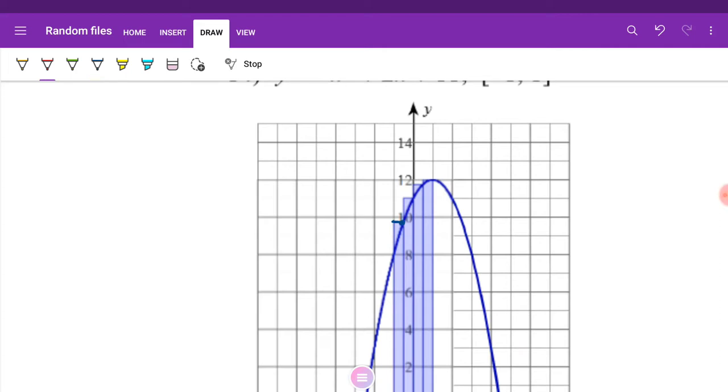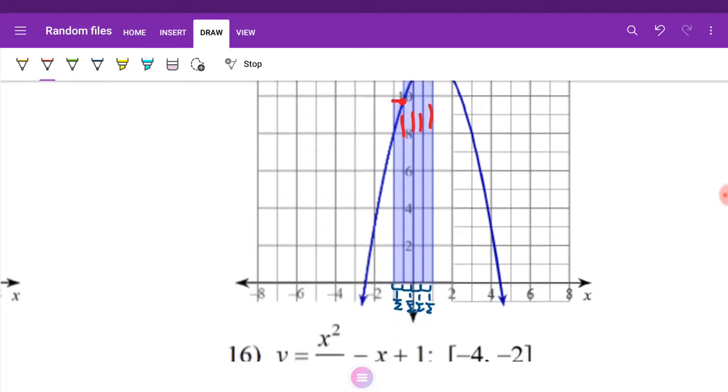Maybe I should use a different color. Can you see that red better? The top of that rectangle is connected on the right. The top of this rectangle is on the right. On the right, on the right. So we need the right x values.